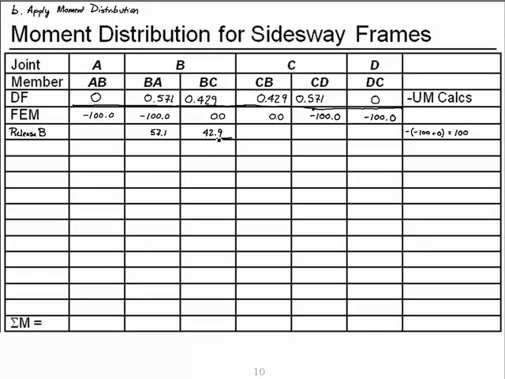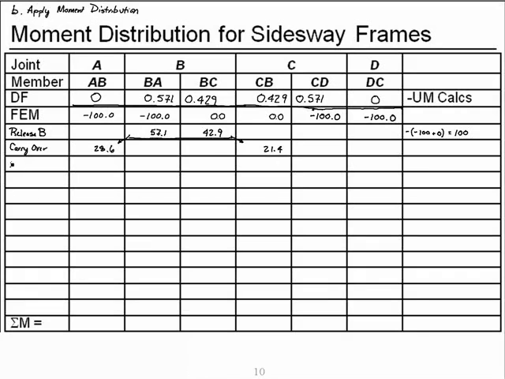So now we clamp node B again, and it is in equilibrium, but we get carryover to the other ends of the members. So half of the 57.1, which we will round off to 28.6 foot kips, carries over to node A, and half of the 42.9, which I will round off to 21.4 foot kips, carries over to node C.